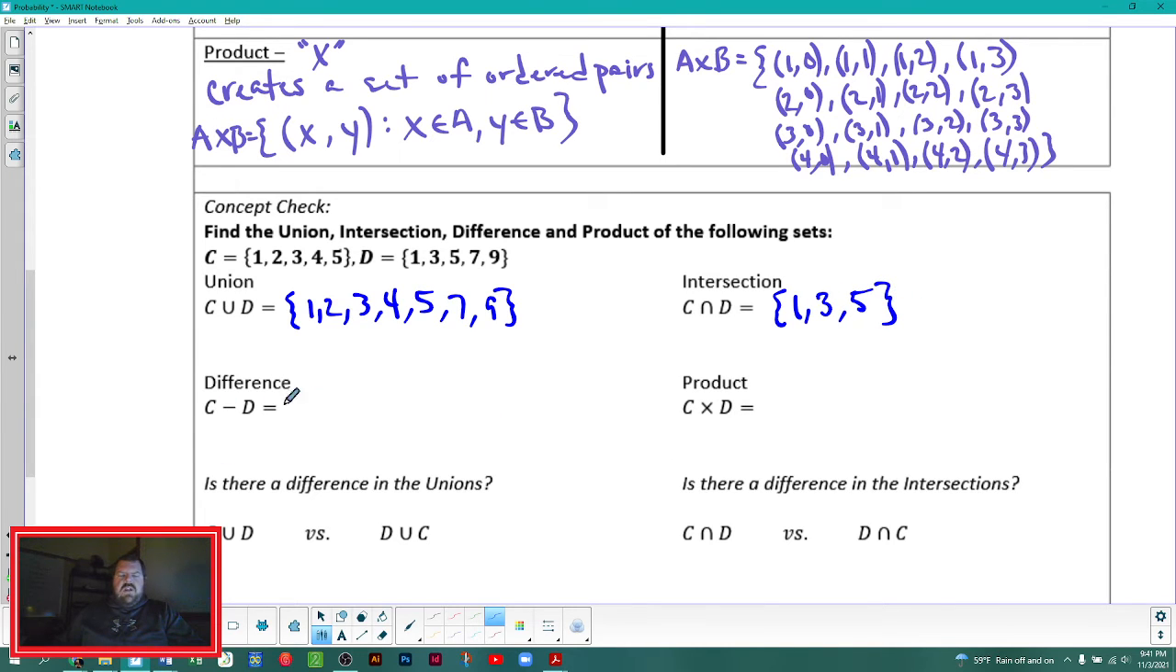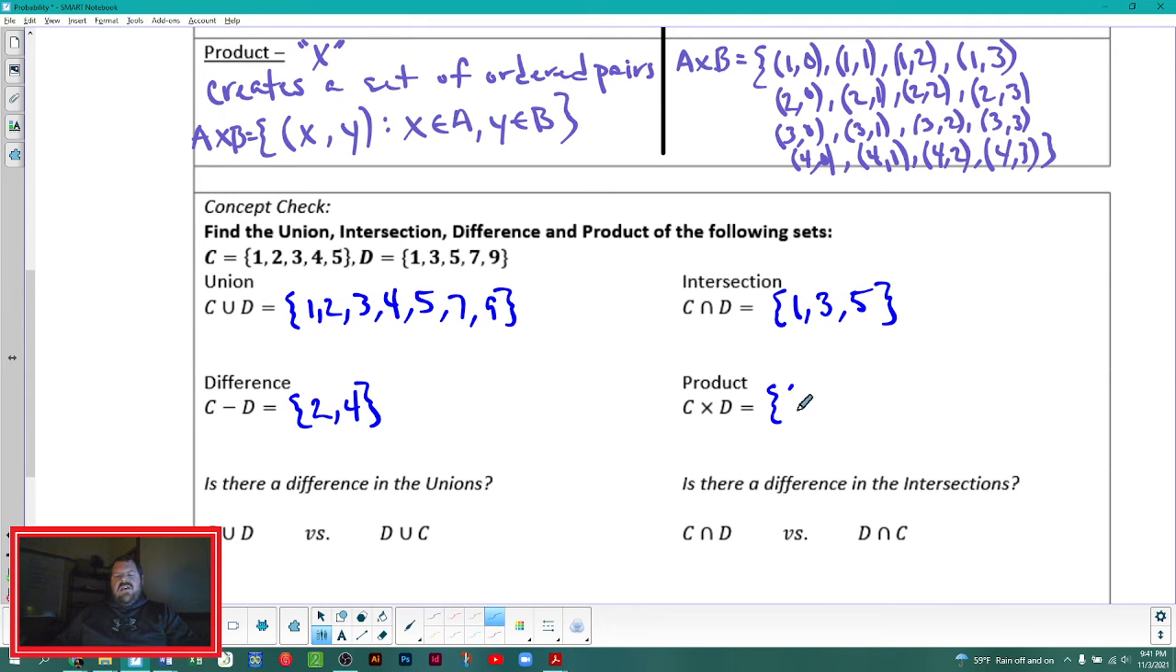The difference of C minus D: we start with C and we knock off the ones that are in D. Another way you can think of the difference is start with C and get rid of all the numbers that are in the intersection, because those are the ones that are also in D. And that makes it a little bit easier. I need to take 1, 3, and 5 out of C and make C only 2 and 4.